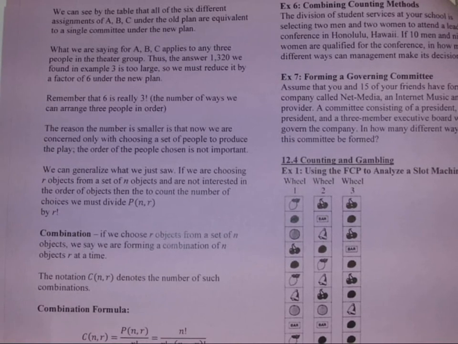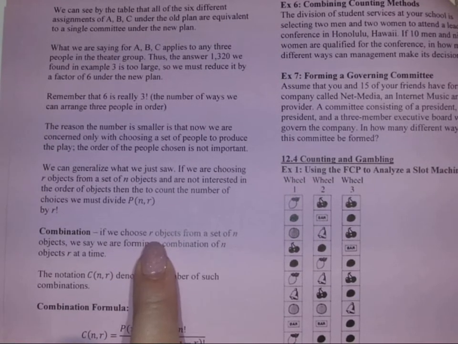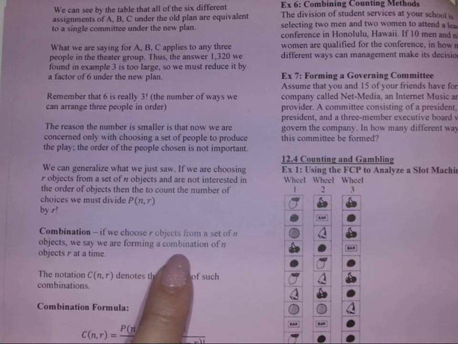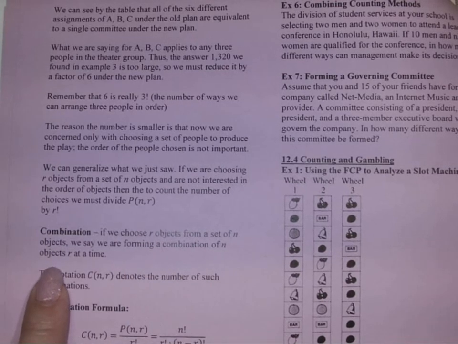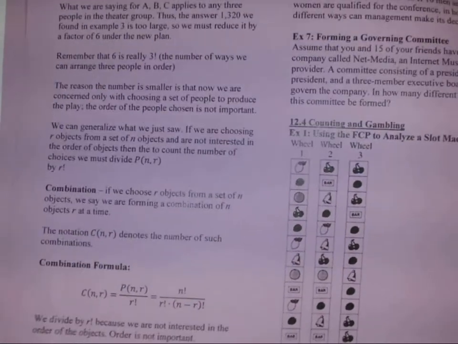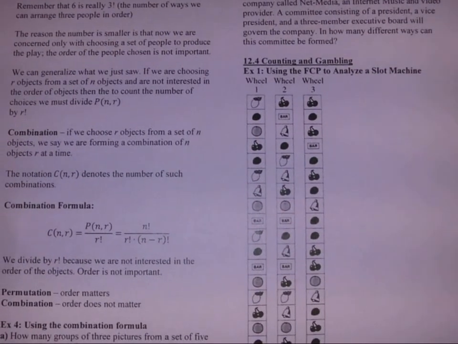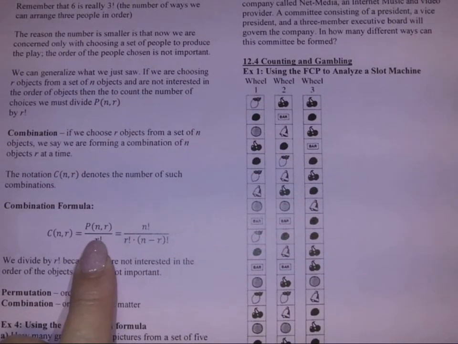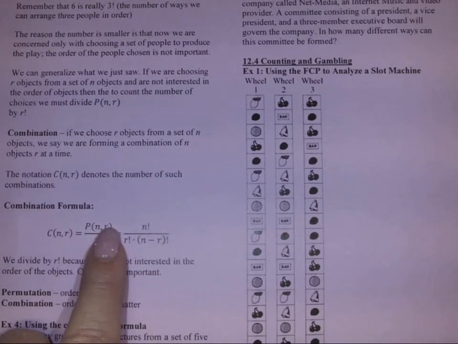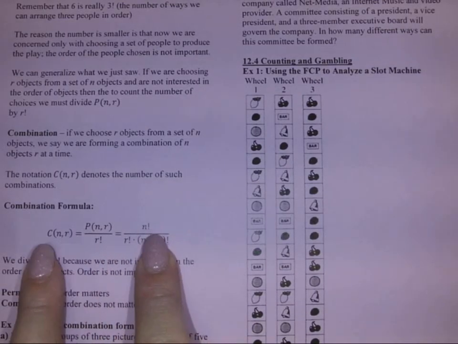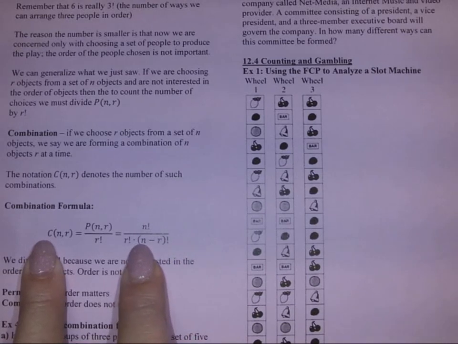Now this is called a combination. If we choose our objects from a set of n objects, we say we are forming a combination of n objects r at a time. So this is what our notation looks like. It's basically taking what we know to be the permutation and dividing by an r factorial. What you really need to understand is that when you're doing a combination, you're also going to have, you could say, a combo at the bottom.